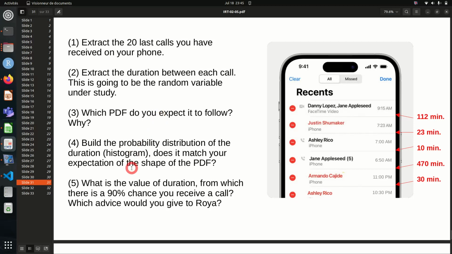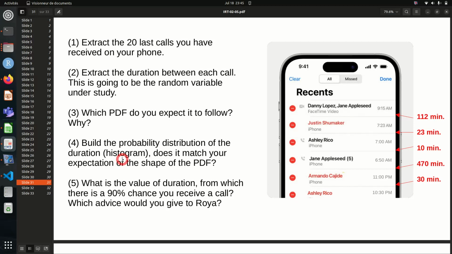Then, given this histogram you have, after which duration is there a 90% chance that you receive a call? So what I mean by that, maybe your last call was 1 hour, 2 hours ago. After how much time is there a 90% chance to receive a call?